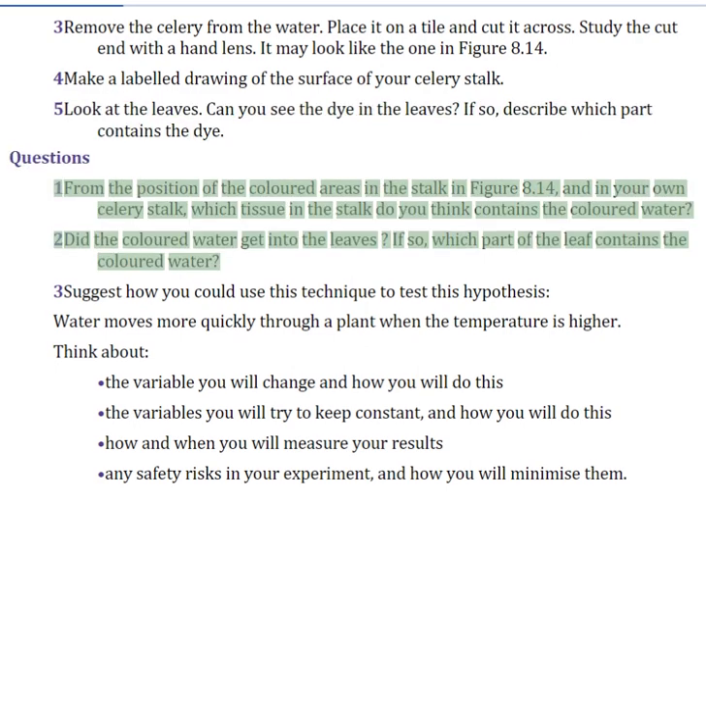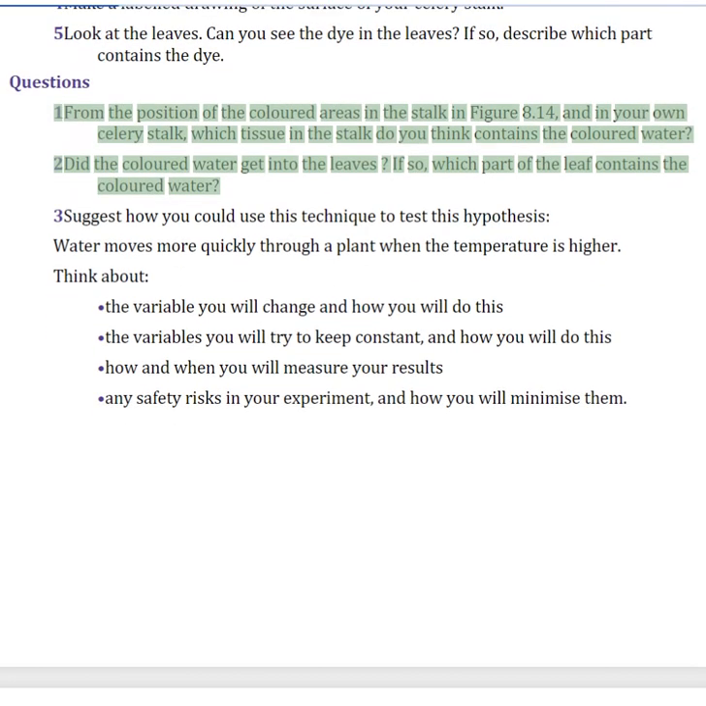Questions. 1. From the position of the colored areas in the stalk in figure 8.14, and in your own celery stalk, which tissue in the stalk do you think contains the colored water? 2. Did the colored water get into the leaves? If so, which part of the leaf contains the colored water?